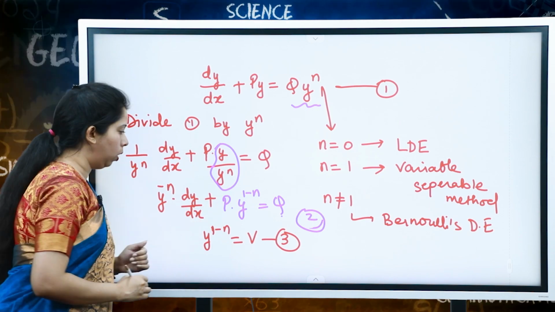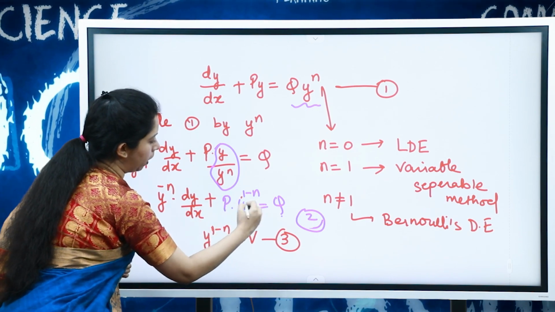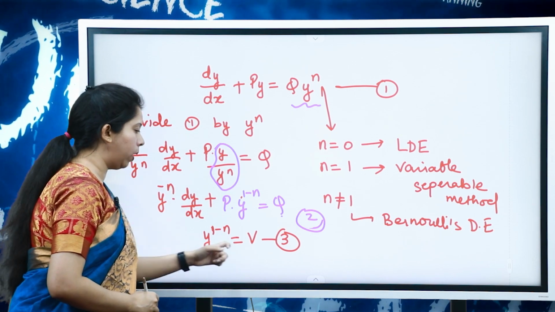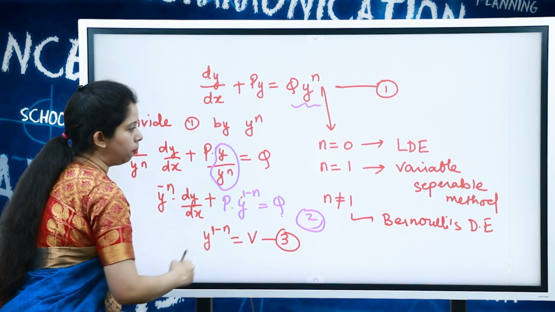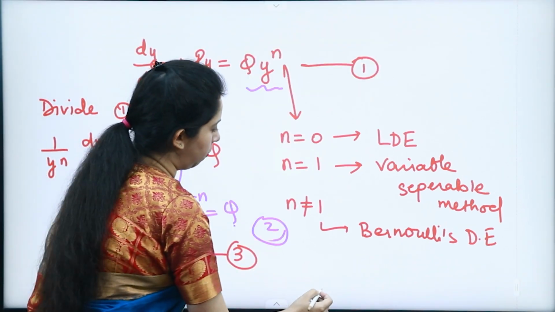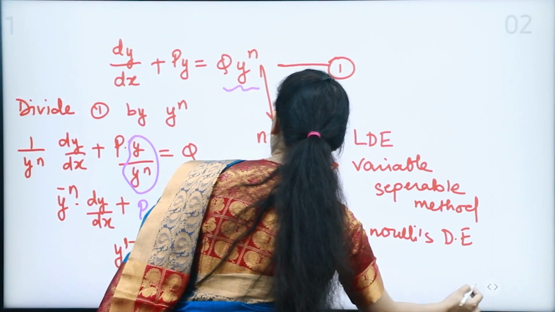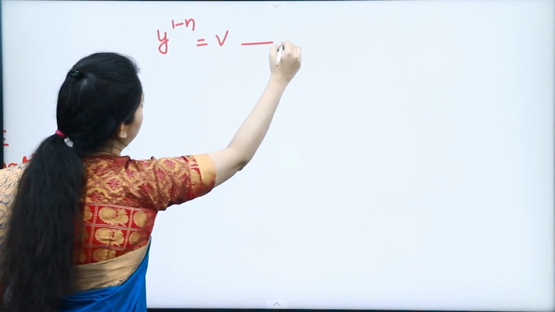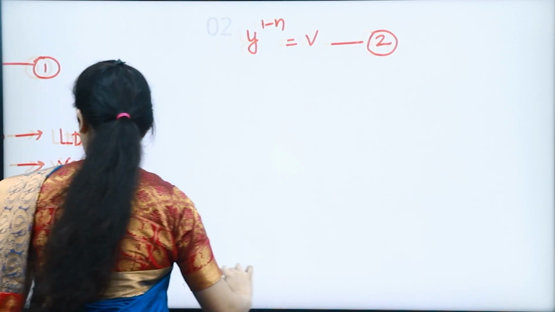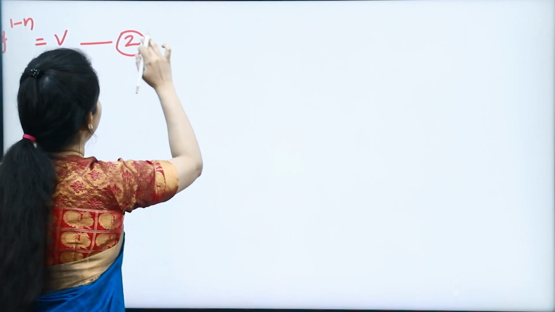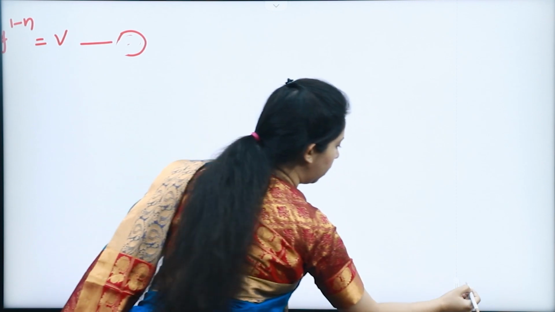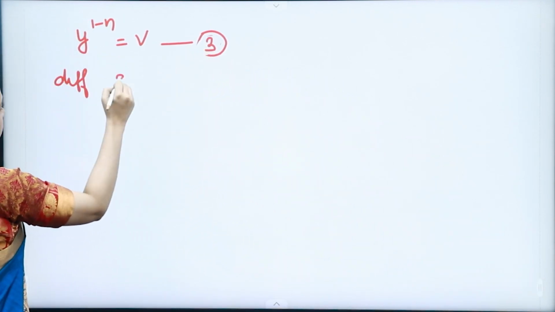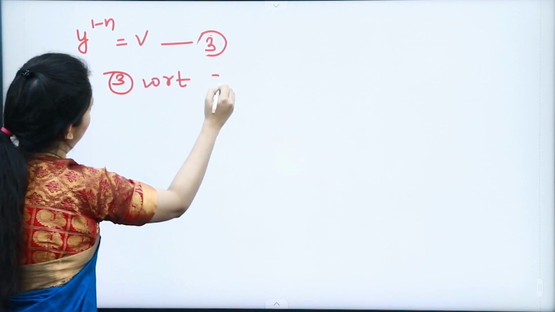From equation number 2, we substitute y raised to the power 1 minus n as v. Then step number 3 is we differentiate equation number 3 with respect to x on both sides. So, in the next step, we will differentiate y raised to the power 1 minus n is equal to v. This is equation number 3, and we differentiate it with respect to x on both sides.